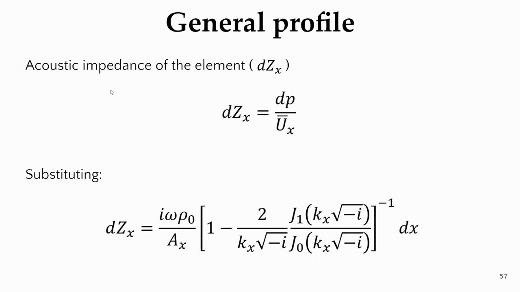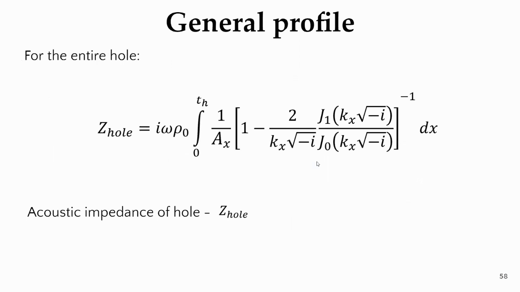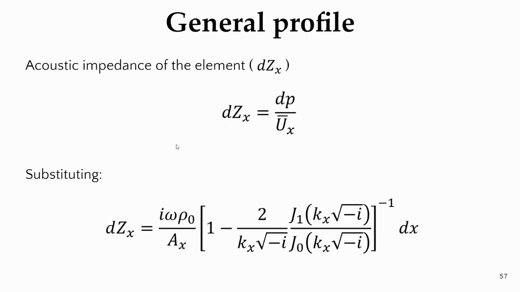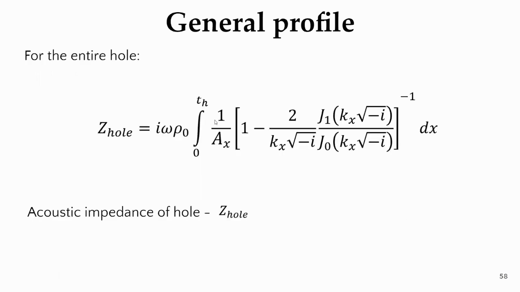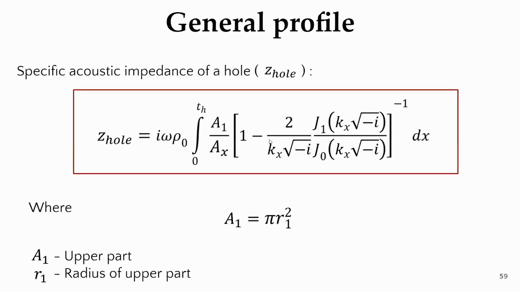Then we'll find the acoustic impedance term by substituting. Then we'll get it for the entire hole. So this is for a part at an axial distance x. This is the equation for acoustic impedance. When you integrate for the whole hole, we'll get it like this. And this is the specific acoustic impedance for the whole hole from 0 to th.